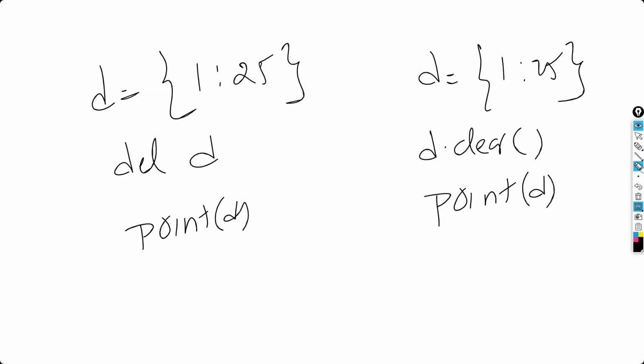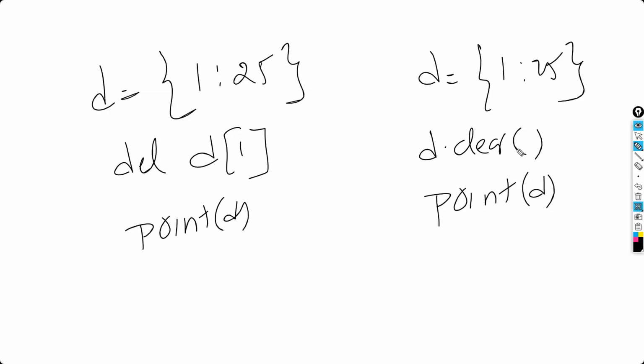Now, here D of 1. What is the output of D of 1? So I'm going to delete the key, that is 25. I'm going to delete. 25 was deleted, means what is the output I'm going to get? Print D means what is the output? It is going to be empty dictionary. Here also it is going to be empty dictionary because only one item is there now.